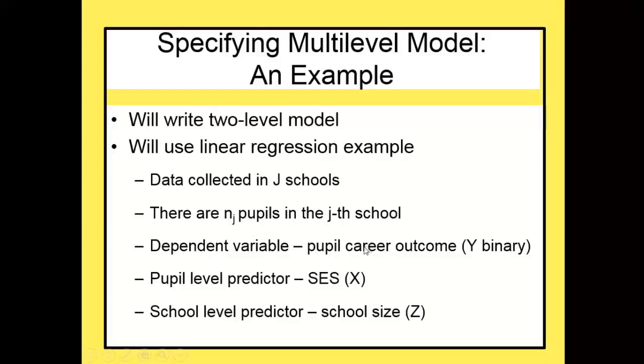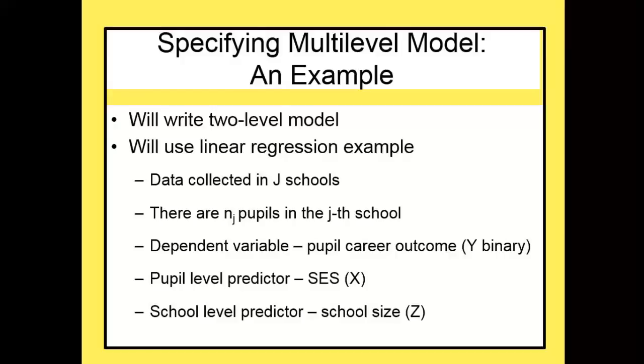Pupils, students within the Jth school, okay? The dependent variable is the pupil career outcome. So even though we've got information on the school, kids within schools, the outcome variable is what happened to this kid later on in their career. Something that they've achieved, or it could be their income.